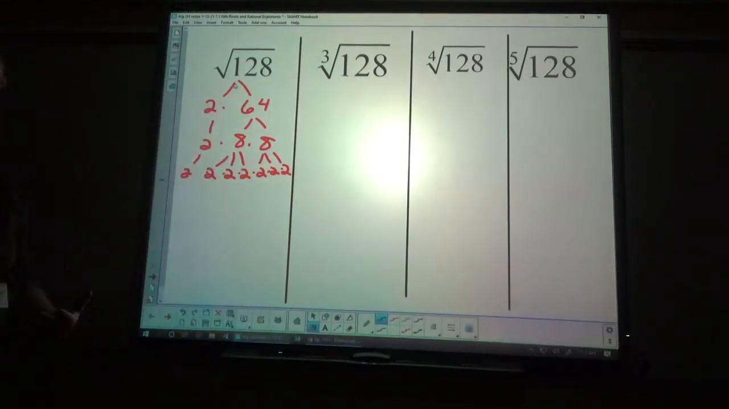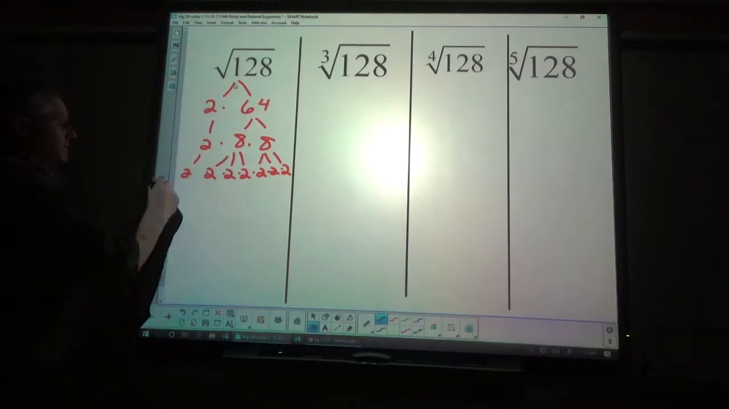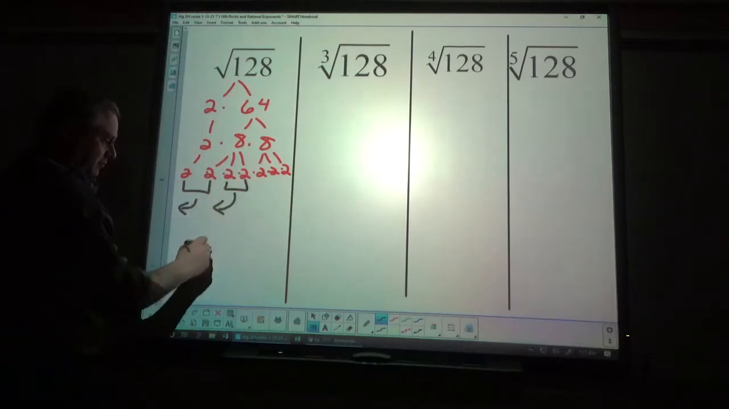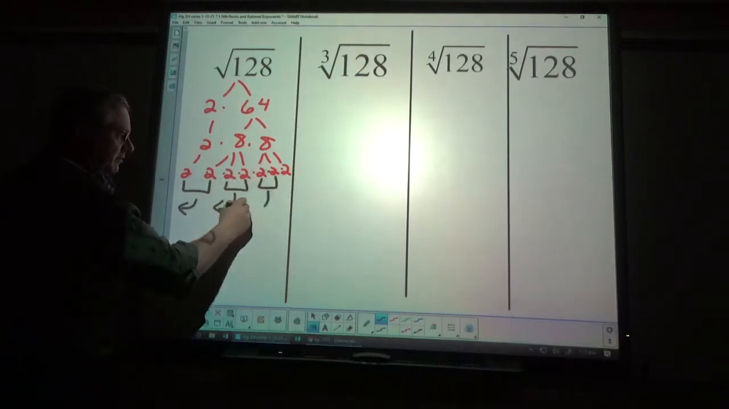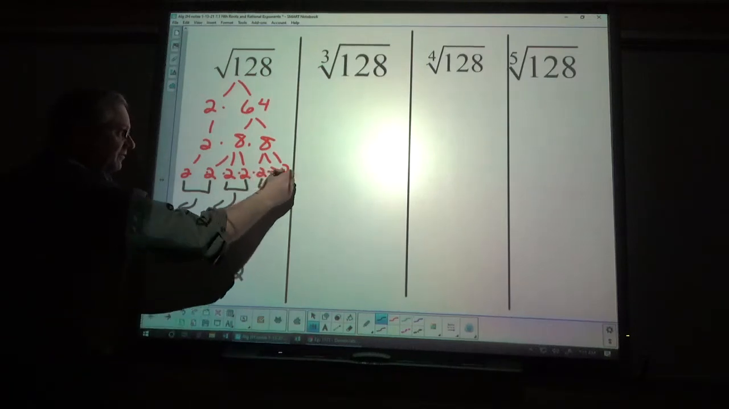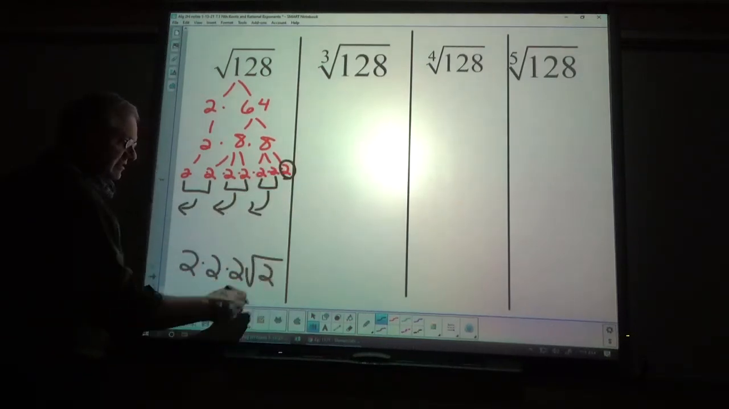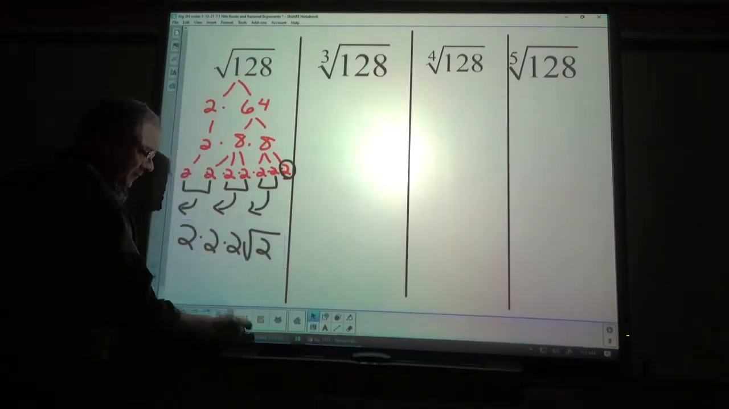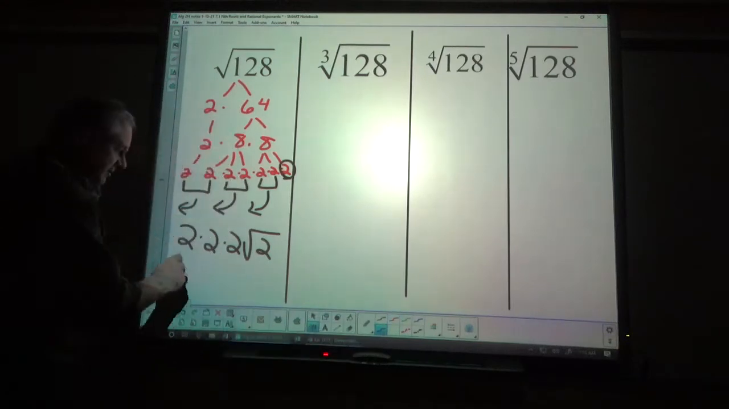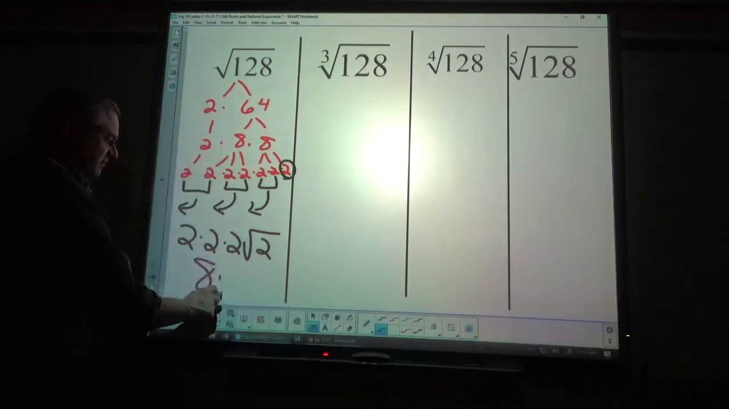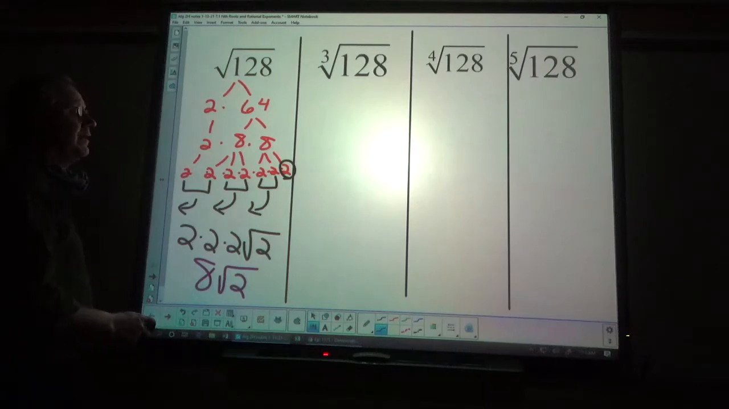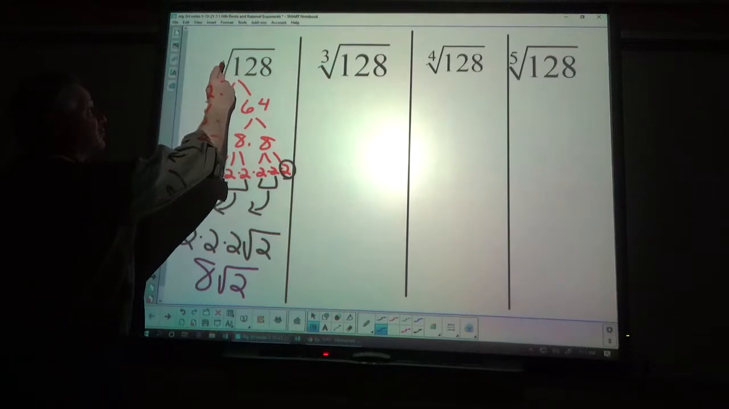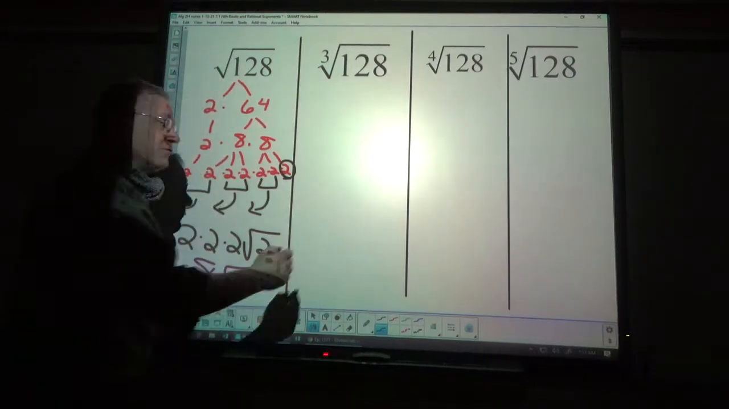And the process that we used with square roots was every time we had a pair, we pulled one out. A pair, you pull one out. A pair, you pull one out. And if it's left over, it stays inside. So you'd have a final answer here of 2 times 2 is 4 times 2 is 8, square root of 2.